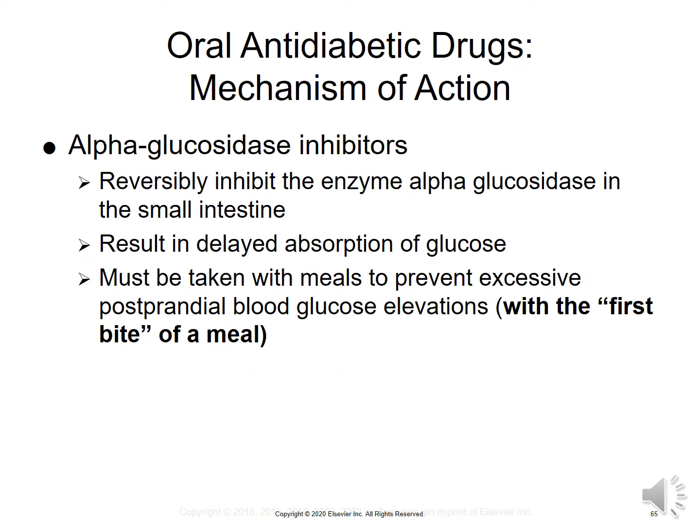Okay, so how do they work? They inhibit the enzyme alpha glucosidase in the small intestines, and this results in delayed absorption of glucose. These have to be taken with meals, with the first bite of a meal. Okay, so that can be a really good NCLEX question, right? So I would be sure and know that about alpha glucosidase inhibitors, the first bite of a meal.